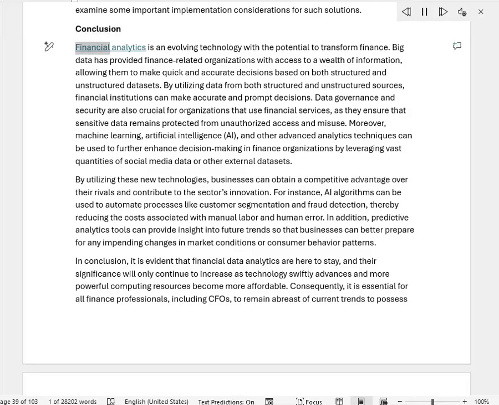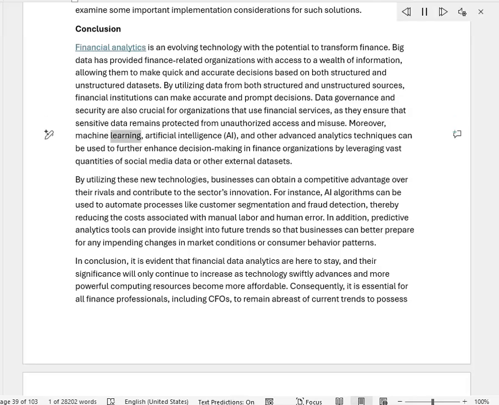Conclusion. Financial analytics is an evolving technology with the potential to transform finance. Big data has provided finance-related organizations with access to a wealth of information, allowing them to make quick and accurate decisions based on both structured and unstructured data sets. By utilizing data from both structured and unstructured sources, financial institutions can make accurate and prompt decisions. Data governance and security are also crucial for organizations that use financial services, as they ensure that sensitive data remains protected from unauthorized access and misuse.